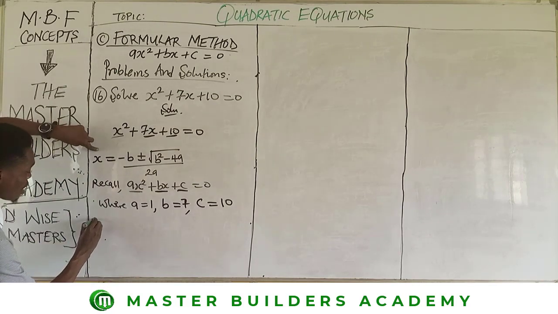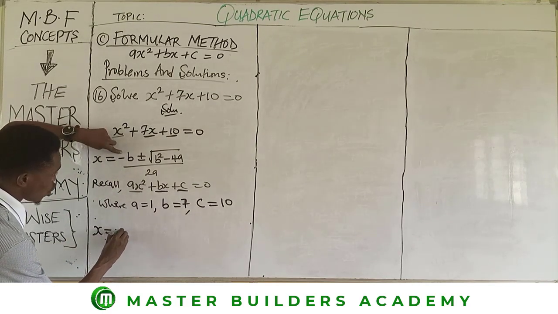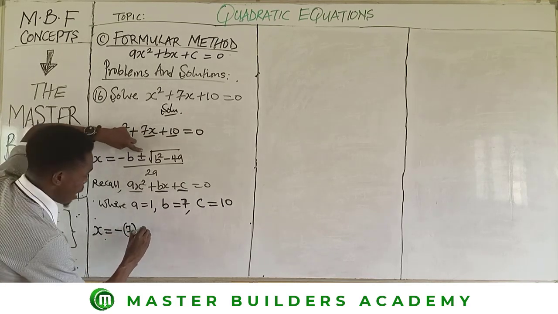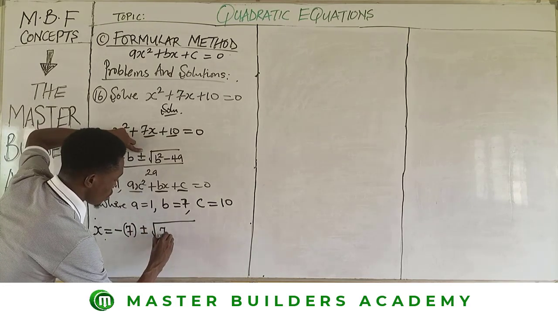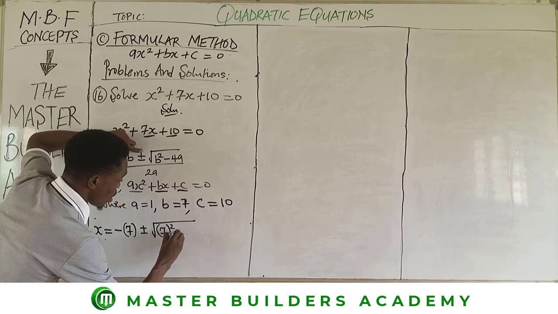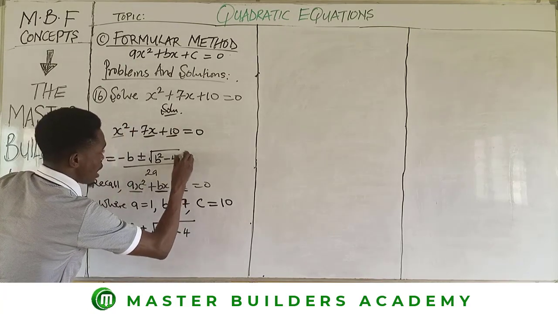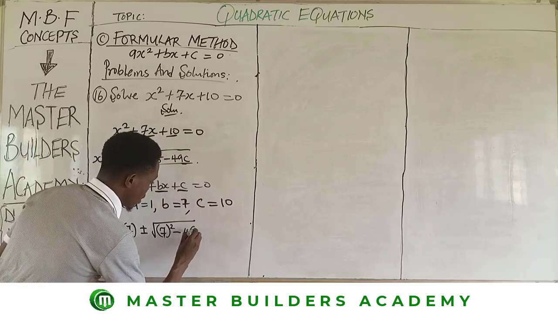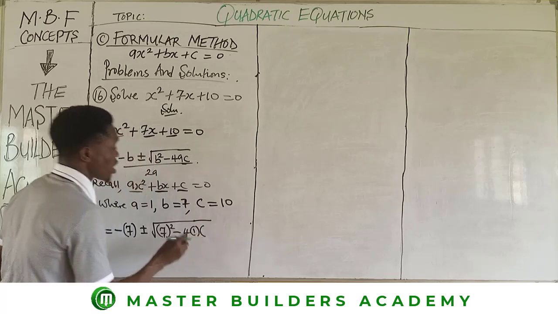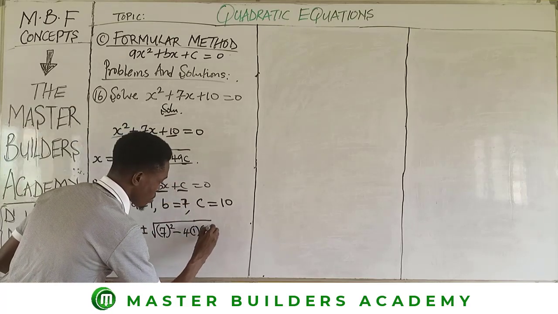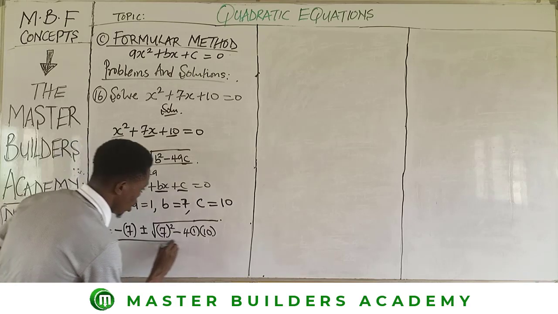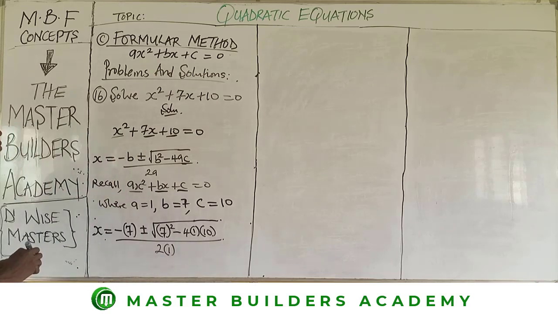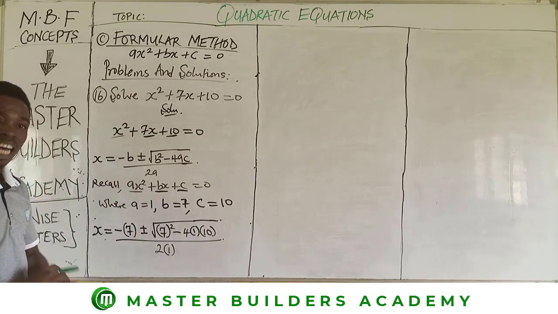Now we come here, we have x is equal to minus, what is b? b is 7. So we can decide to use a bracket. Then plus or minus the square root of 7 squared, then minus 4ac. So 4ac. Now what is a? a is 1. What is c? c is 10. This is it. All over 2a, which is 2 times 1. Guys, it's as simple as we just have it now.